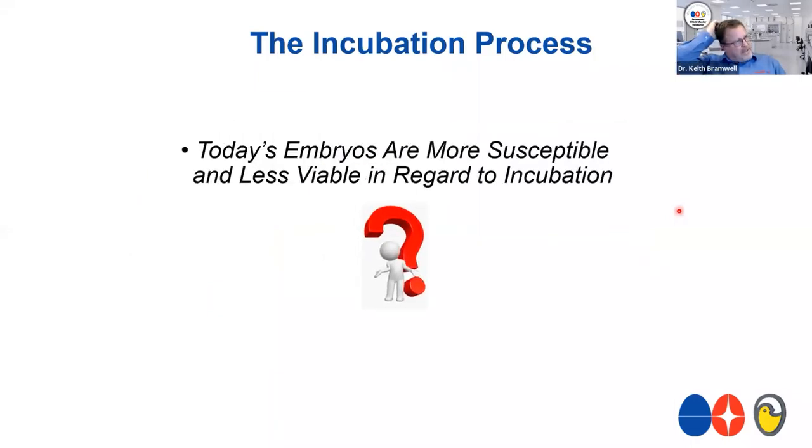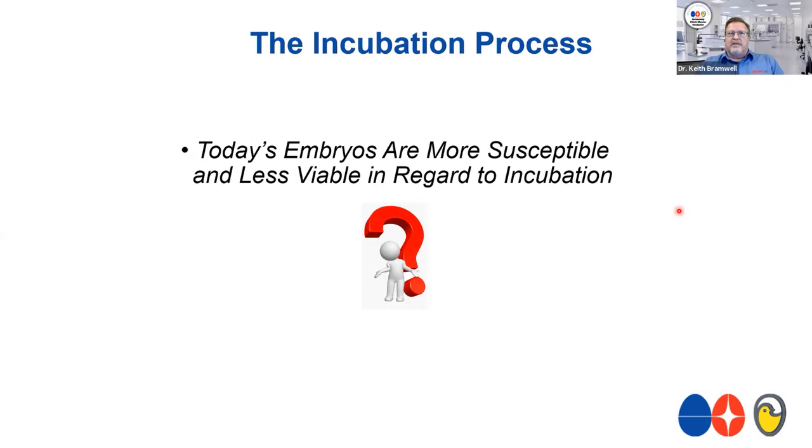Wanted to discuss this. Today's embryos are more susceptible and less viable in regard to incubation. And I put a little question mark here because this statement is true. But I spent a lot of time working with breeders, and even with breeders, a lot of people say, oh, these new breeders, we can't get the performance out of them. Well, yes, you can. You can get the egg production, you can get the fertility. You can, even in the modern broiler. It just takes a little bit more work.